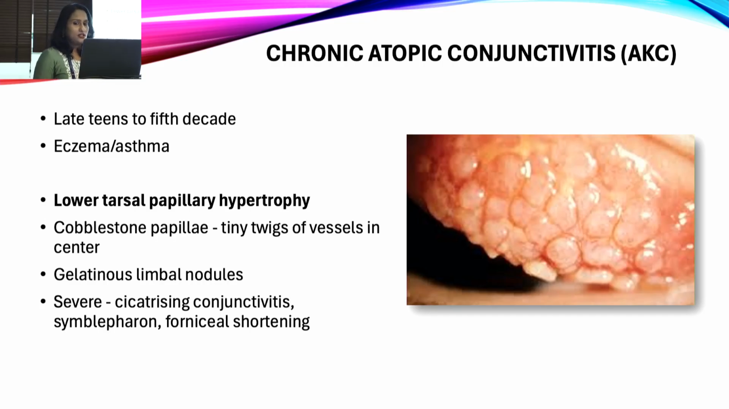There is an entity called chronic atopic conjunctivitis, that is AKC. It is usually seen in the late teens to the 5th decade. So it's a later onset allergic conjunctivitis. They have a history of eczema or asthma, and we usually see a lower tarsal papillary hypertrophy, and they can have upper tarsal cobblestone papillae also.